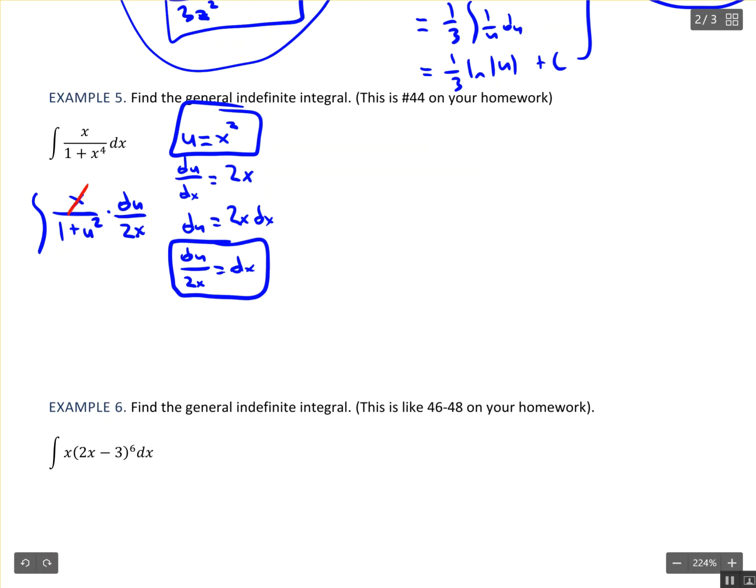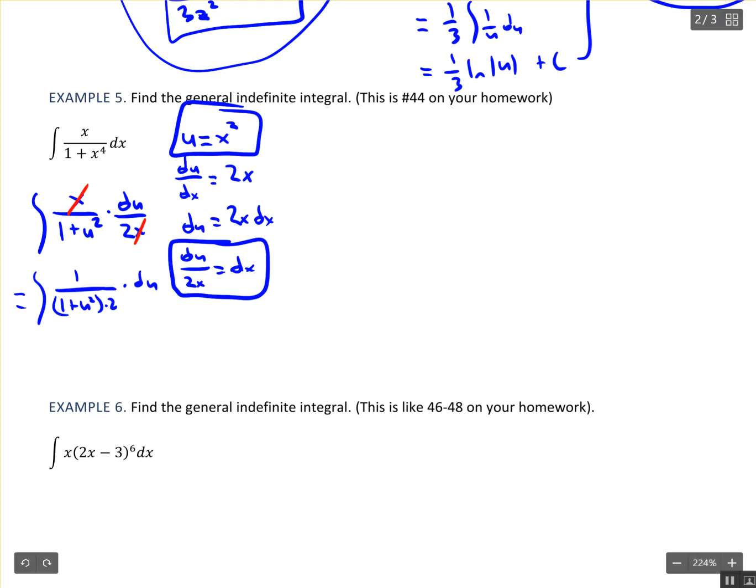All right, so the x's cancel. Oh, great. Now we're down to all u's. That's all that I needed to happen. So now I can rewrite this. This is 1 over 1 plus u squared times 2 times du.